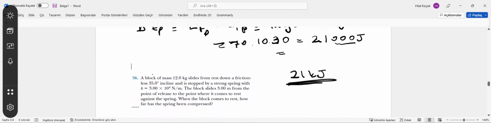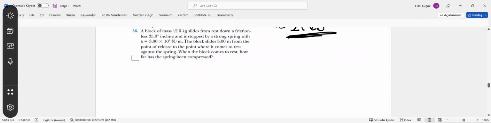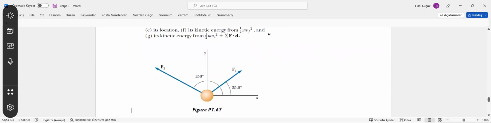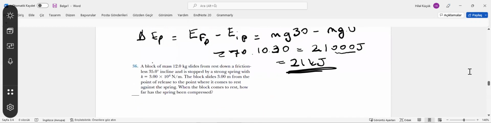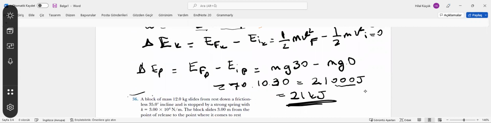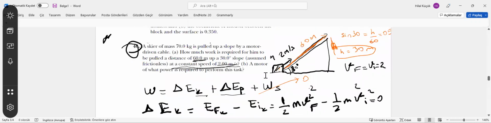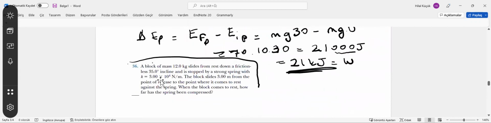Anyway, I can continue from here. Okay, I will continue from that part. You find work. Okay, other question: a motor of what power is required to perform this task? It is a nice question. It is asking power. Power will be, you can write delta W over delta t.